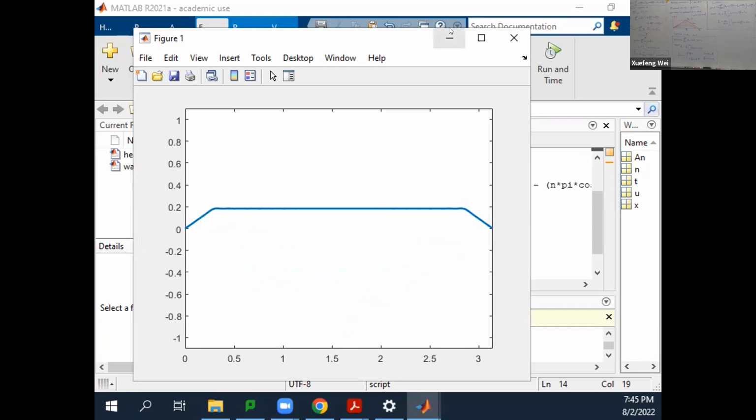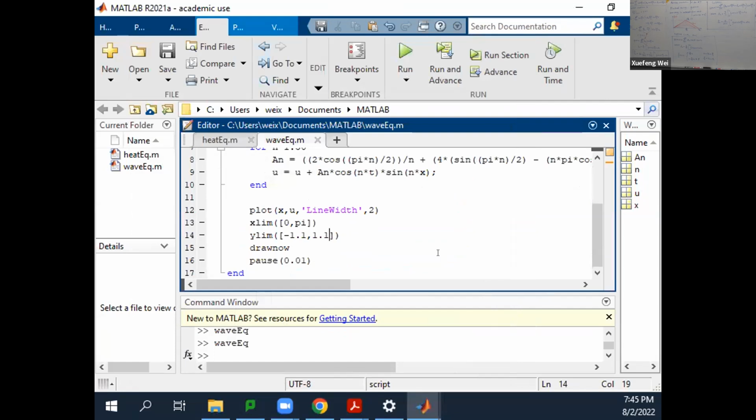What's going on in your code? So you have to pause a little bit. Otherwise, the program runs too fast, and your eyes wouldn't be able to catch the vibration.